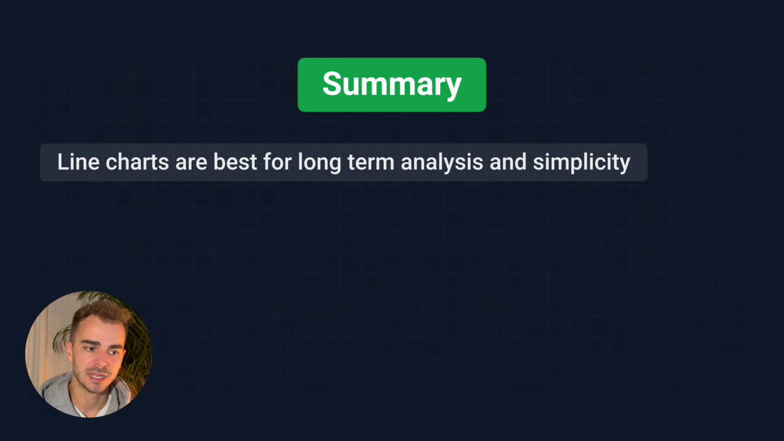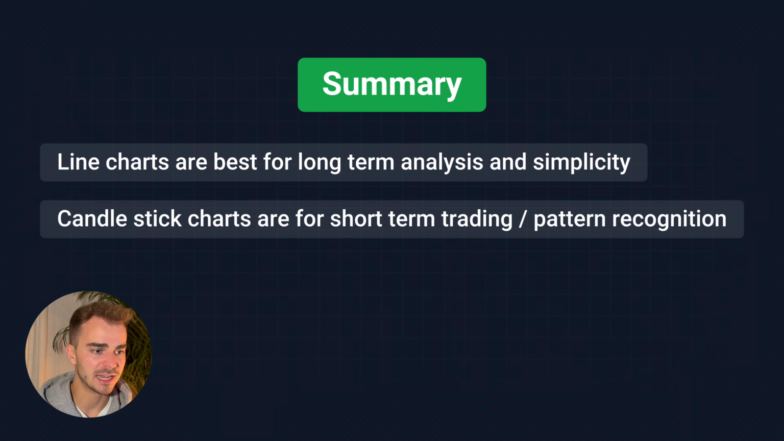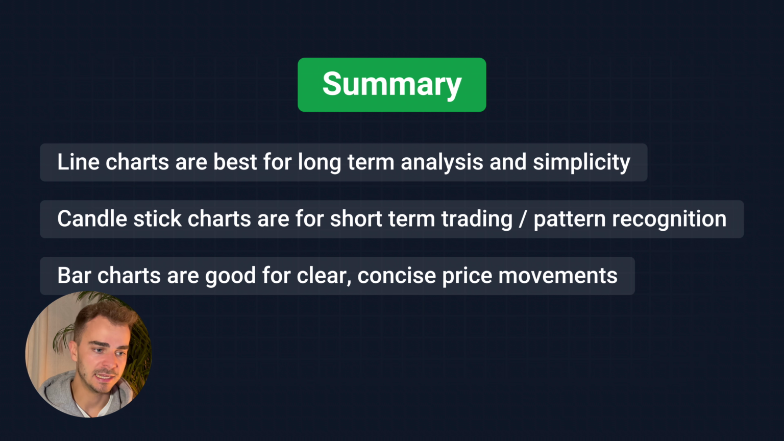For you as a trader, it's extremely important to choose the right price chart that fits your trading style. Line charts can be best for long-term trend analysis and simplicity, as I already discussed. Candlestick charts are ideal for short-term trading and pattern recognition. For example, we can look at doji candles or engulfing patterns. Bar charts are useful for traders who prefer a clear, concise view of price ranges and movements. But this comes down to personal preference, so the choice of chart type often depends on the trader's style, goals, and the level of detail they want to have.